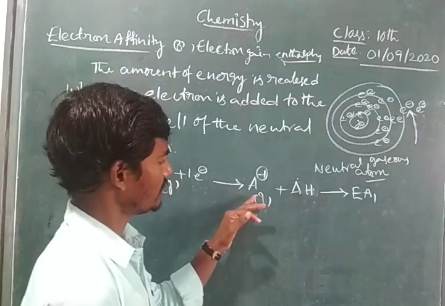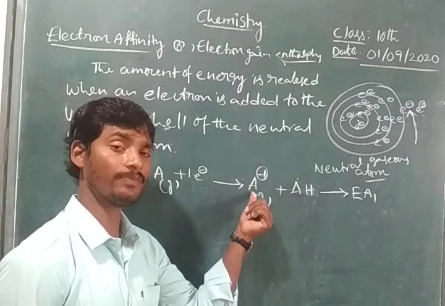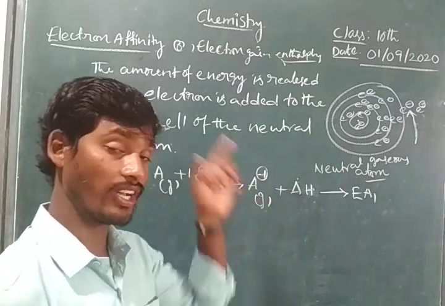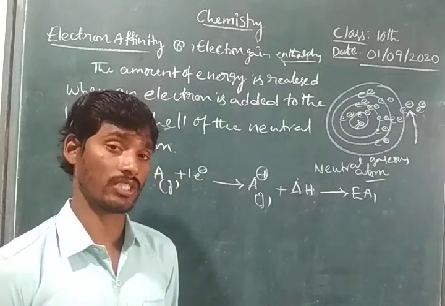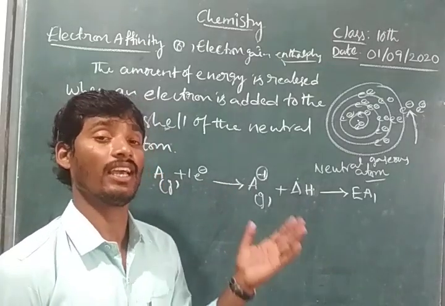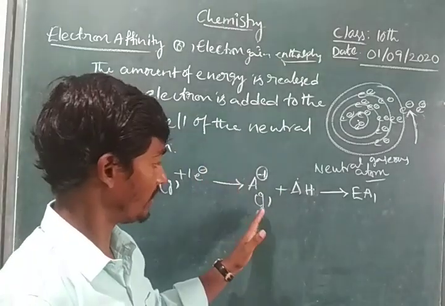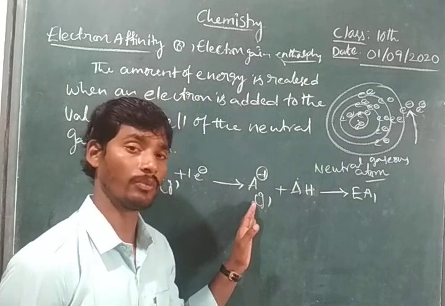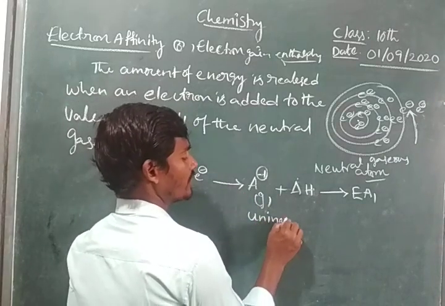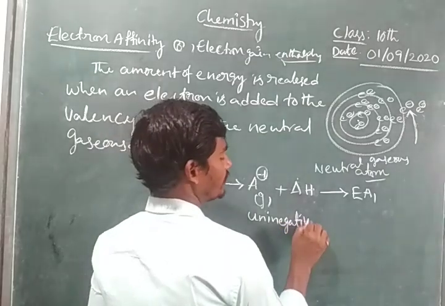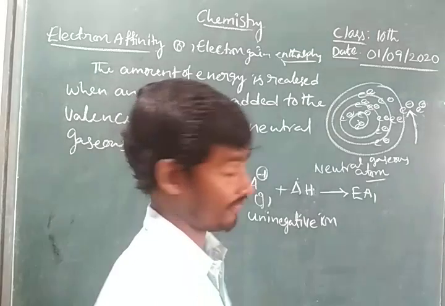Right, children, see here it forms A minus 1. That means it is a negative ion. In the case of ionization energy, releasing an electron means we get a positive charge, a unipositive ion. Here, an electronegative charge is formed, which we consider as a uninegative ion.